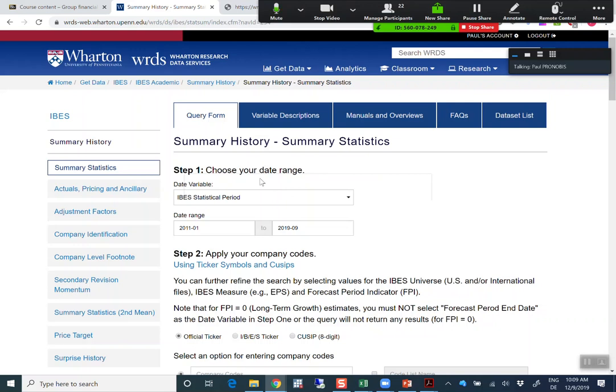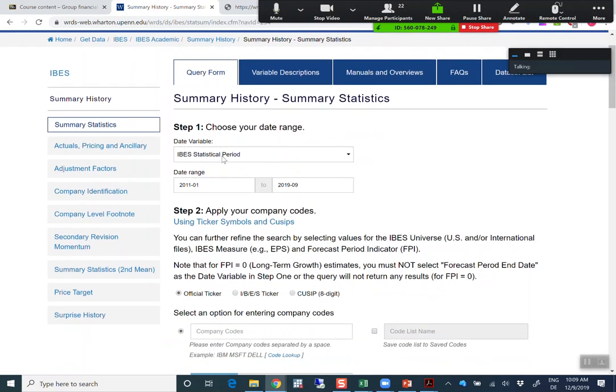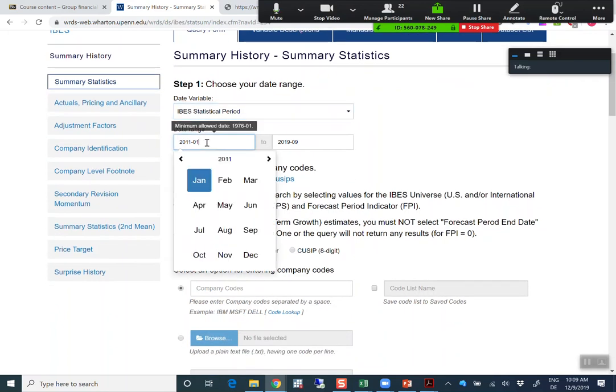Okay, so how do we download data from here? Again, I would like to use Linde as an example. The first thing is we can choose between the IBES statistical period, so when they gather the information together, versus the forecast period. I would just stick with the IBES statistical period. And the second thing that we need to do is to look at the date range. I would maybe download 2 or 3 years around your merger, just to make sure that you don't miss anything.